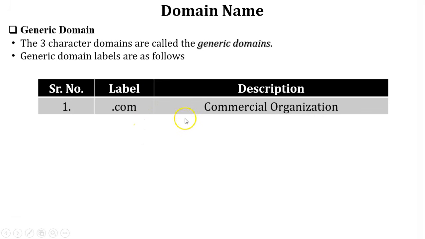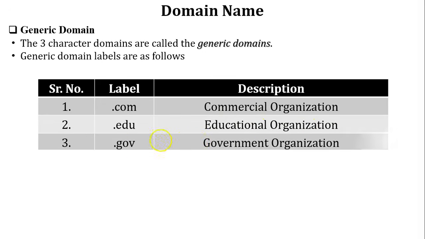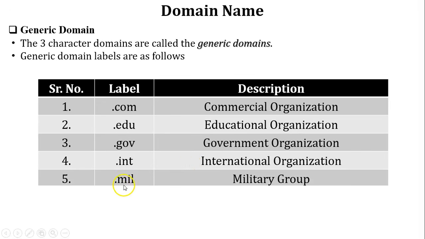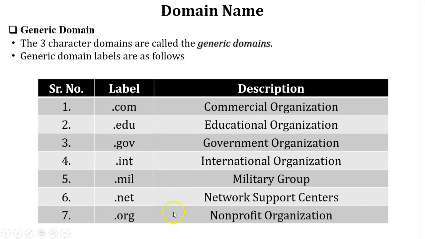The first one is .com for commercial organizations. The second one is .edu for educational organizations. The third one is .gov for government organizations. The fourth one is .int, which means international organizations. The fifth one is .mil, used for military groups. The next one is .net, used for network support centers. And the next one is .org, used for non-profit organizations.